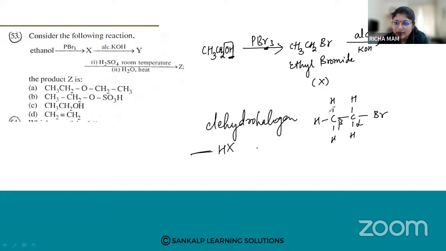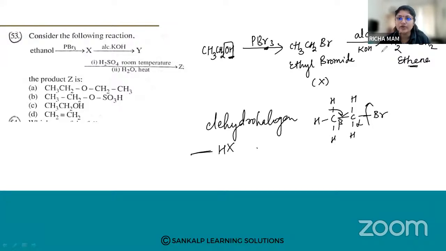Okay, now here what is happening? This hydrogen and this halogen are removed. And what will you get as the product? You will get CH2=CH2, that is ethene. Ethene is obtained. Yes, Varun has told that a double bond is created. Yes, the double bond is created, and you get ethene.